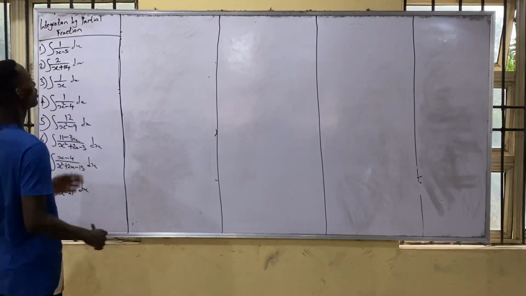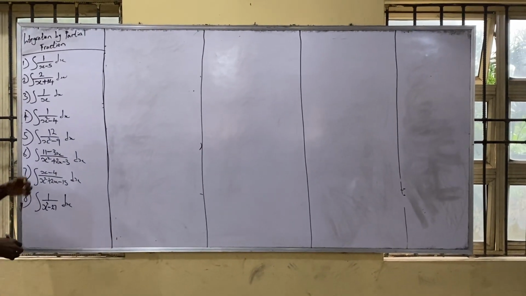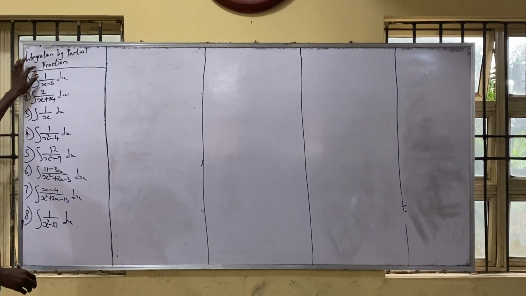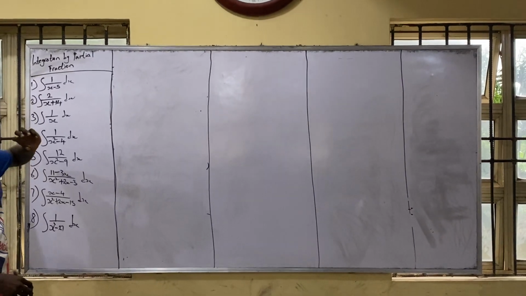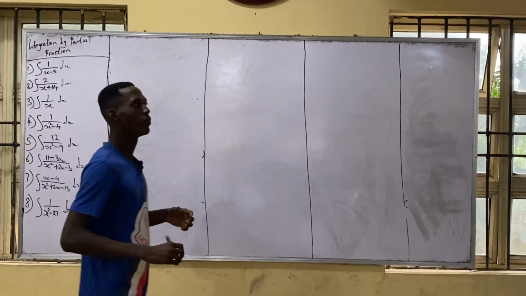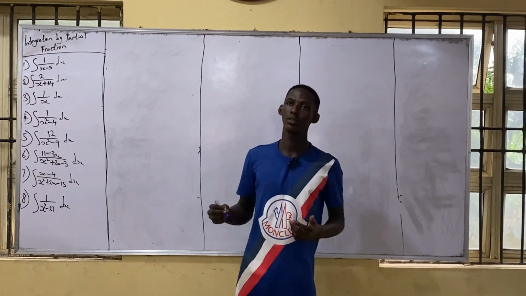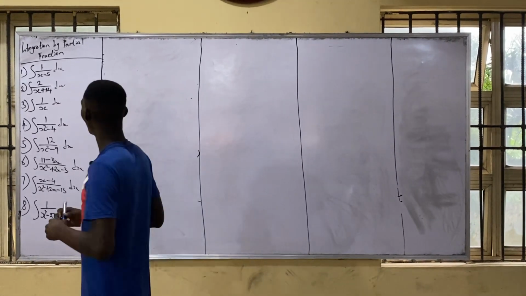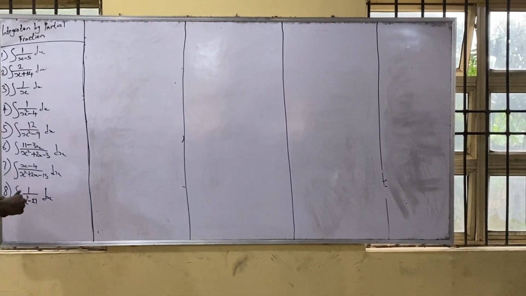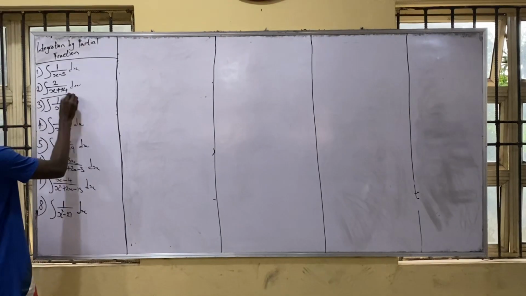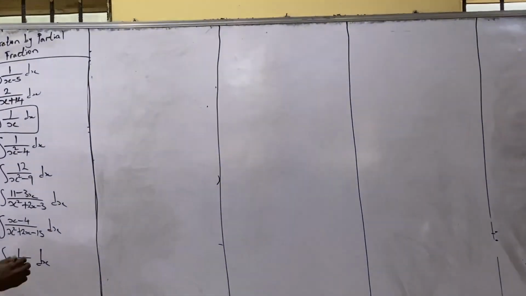So this time around, we'll be dealing with questions on partial fractions. Now, how do you know whether we have to solve using partial fractions or not? Let me start with number 3.